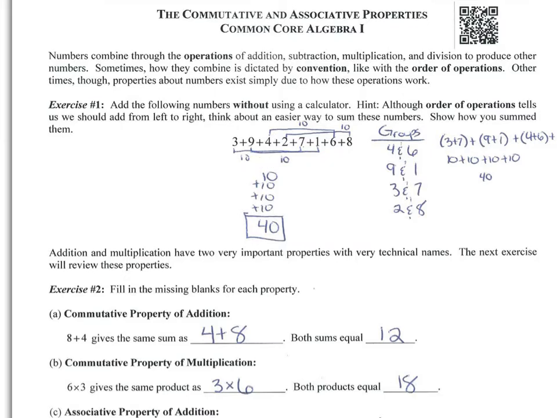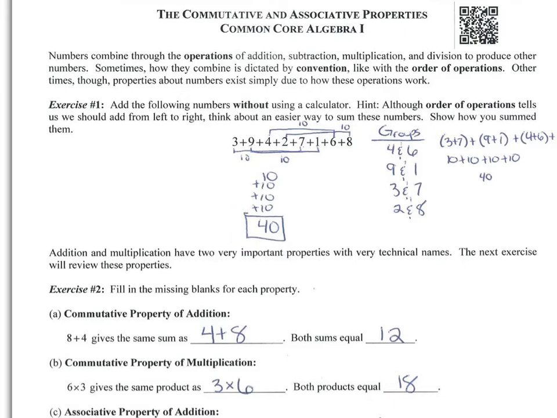I know these lines are a little bit difficult to see, so I wrote it off to the side. I paired up the 4 and the 6, the 9 and the 1, the 3 and the 7, and the 2 and the 8. The reason I paired them up is because when I add those guys up, they're all equal to 10. And then it's easy to add. You have 10 plus 10 plus 10 plus 10 is 40.